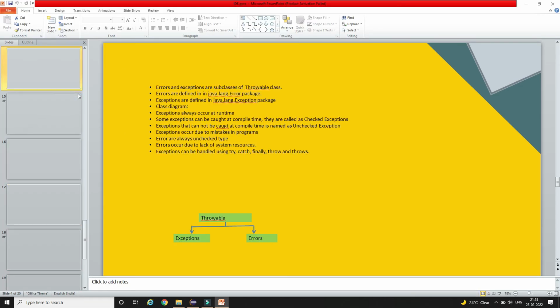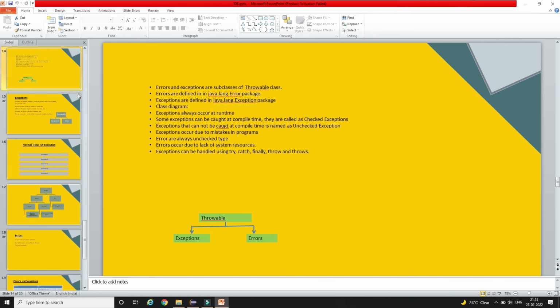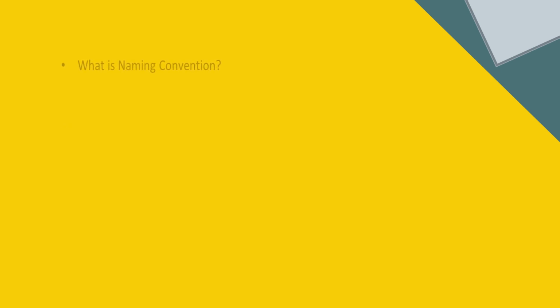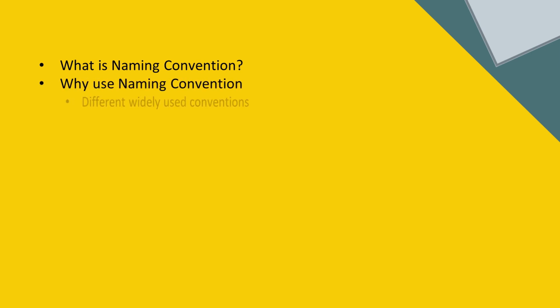Now it comes to an end. We have discussed almost everything that is required to write more readable code in Java in day-to-day life. We discussed what a naming convention is, why we use naming conventions, and different widely used conventions or guidelines that we generally come across in day-to-day life.